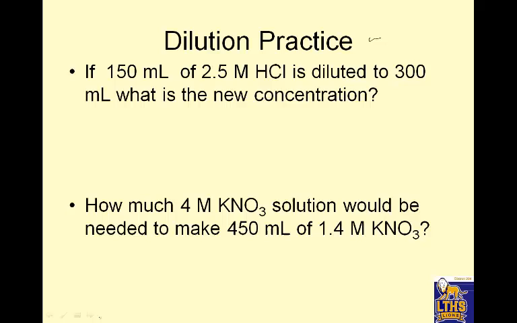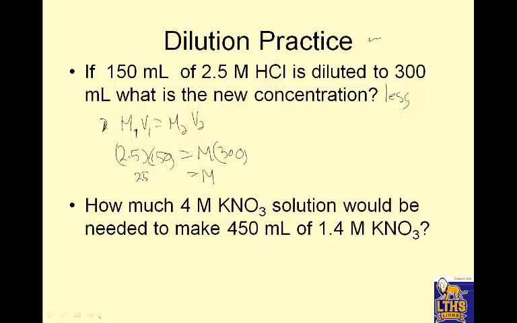Dilution practice. Okay. So, 150 milliliters of 2.5 molar HCl is diluted to 300 milliliters. I'm watering it down. What's the new concentration? I could tell you it's less. Molarity 1, volume 1 equals molarity 2, volume 2. So, 2.5 times 150 equals new molarity times 300. Molarity equals 2.5 times 150 over 300. That would be 1.25.